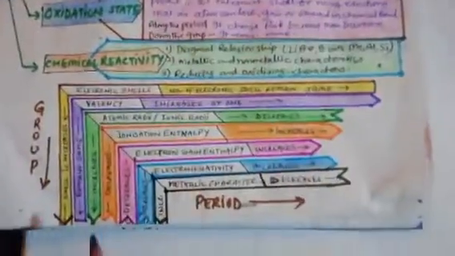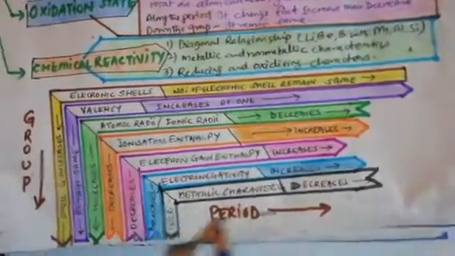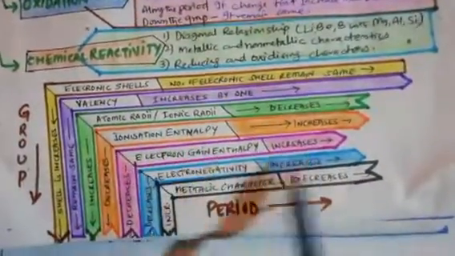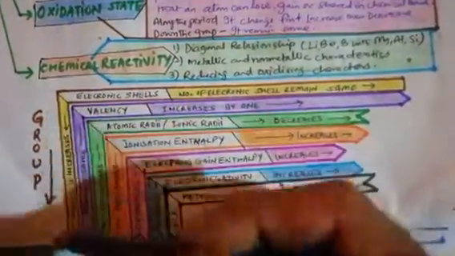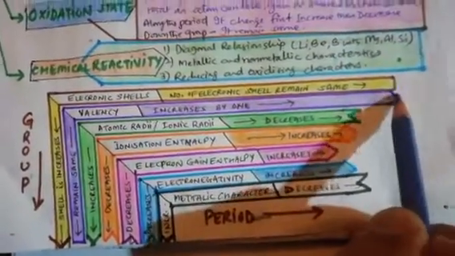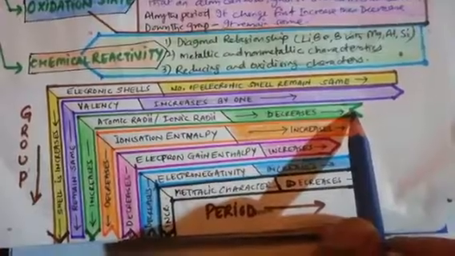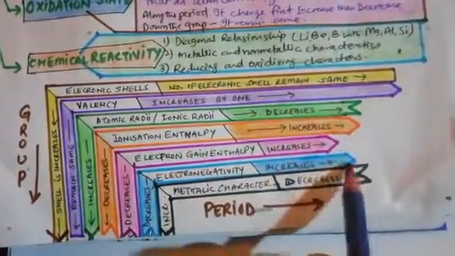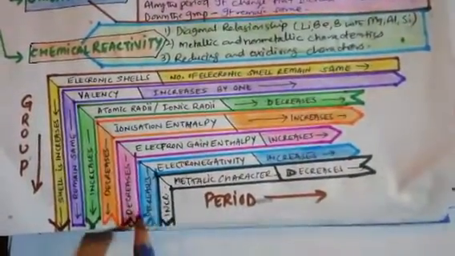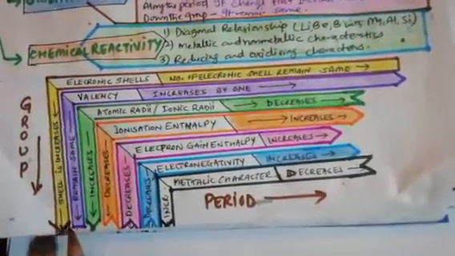Let's conclude with the help of this diagram. This side is the period, and below it is the group. You need to focus on the arrow shape. If an arrow shape is there, it means increasing. If the tail shape is there, that is decreasing. Increasing, increasing, increasing, decreasing. Similarly, increasing, decreasing, decreasing, decreasing, increasing. If there is no arrow or no tail, then it is the same.